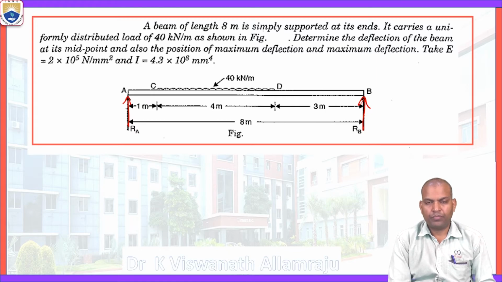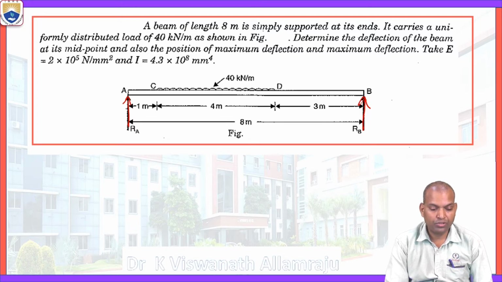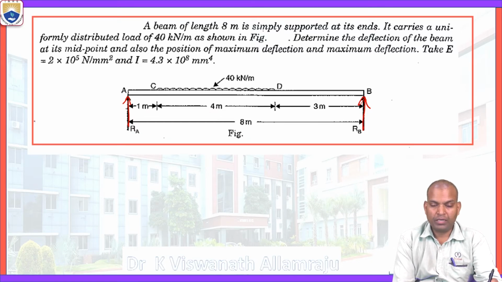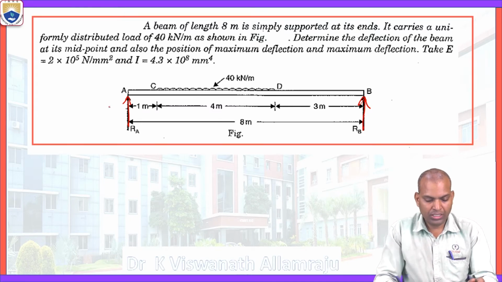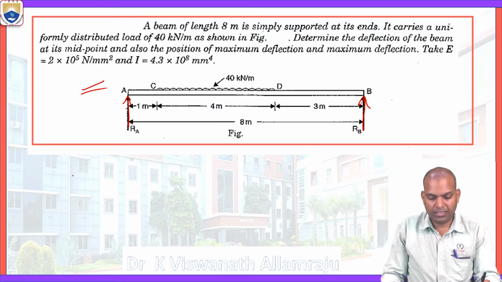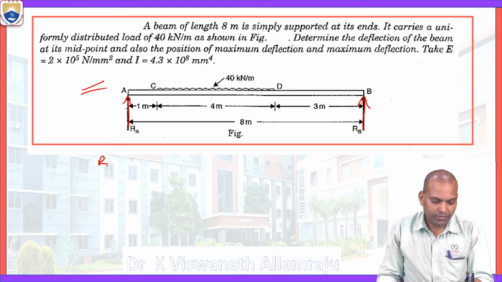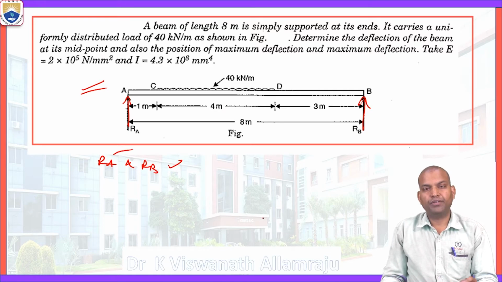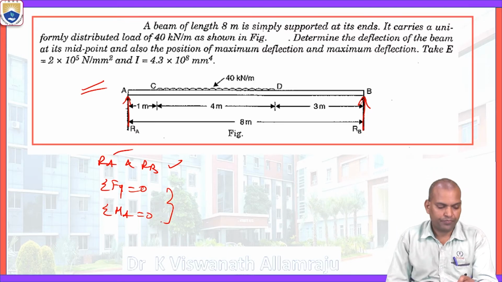The properties, modulus of elasticity and second moment of area, are given here: 2 into 10 power 5 Newton per square millimeter, and the I value is 4.3 into 10 power 8 millimeter to the power 4. The diagram is given here. So how to find out? First part, calculate RA and RB by using the equilibrium equations sigma Fy equal to 0, sigma Ma equal to 0.